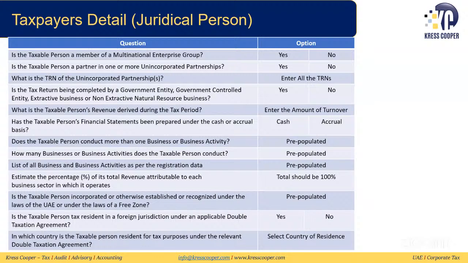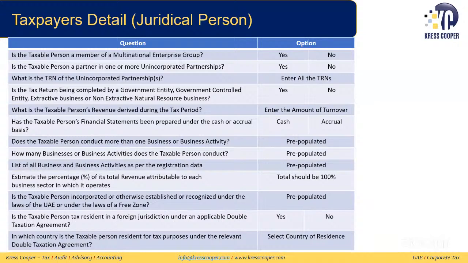Again, it will ask you if the taxable person is a partner in one or more unincorporated partnerships, like we discussed. If the answer is yes, it will ask you to put in all the TRNs. Is the tax return being completed by a government entity, government controlled entity, extractive business or non-extractive natural resource business? We discussed in last week's webinar as well that these are the persons who get the automatic exemption. If a government entity is doing a sovereign business, a government controlled entity is doing mandated activities, or an extractive business or non-extractive natural resource business, and you've notified the ministry, you are exempt from corporate tax.